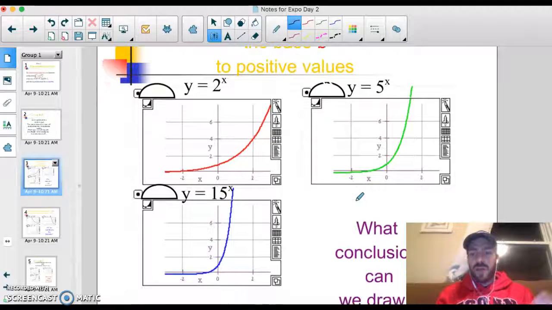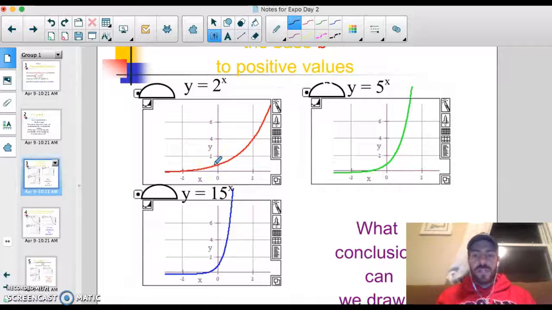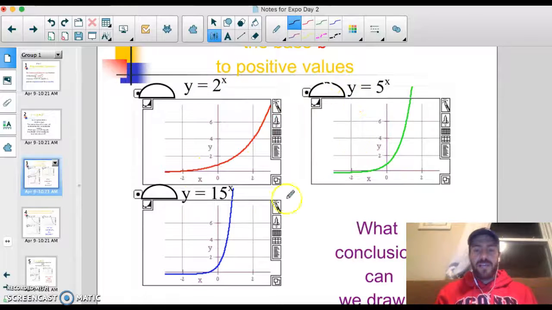So the first one, obviously, we're looking at when b increases. Everyone that's watching, please take a moment to look at this. When we do all these, take a moment, pause it if you need to. Try to make your own assumptions of what you think is happening. So 2, 5, 15, b is increasing. Let's see what happens. Hopefully you've noticed that the steepness of these lines increased as b increased.